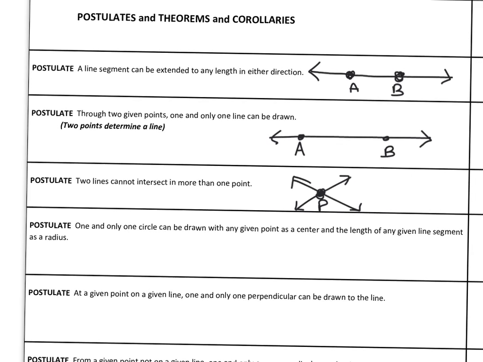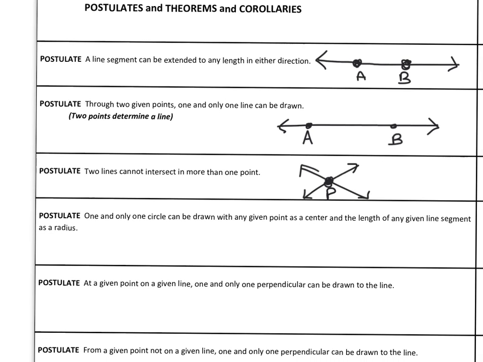One and only one circle can be drawn with any given point as a center and the length of any line segment that's given as a radius. So if I tell you that this is the center and that the radius is 3 units or 3 inches or whatever the measurement is long, there's only one circle that can be drawn to those specifications.